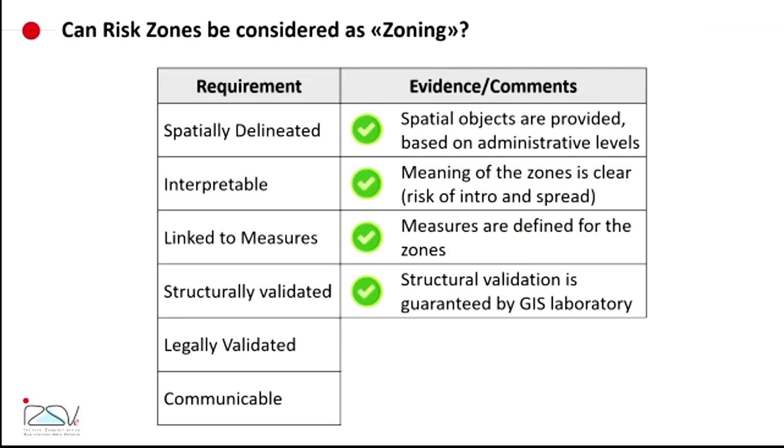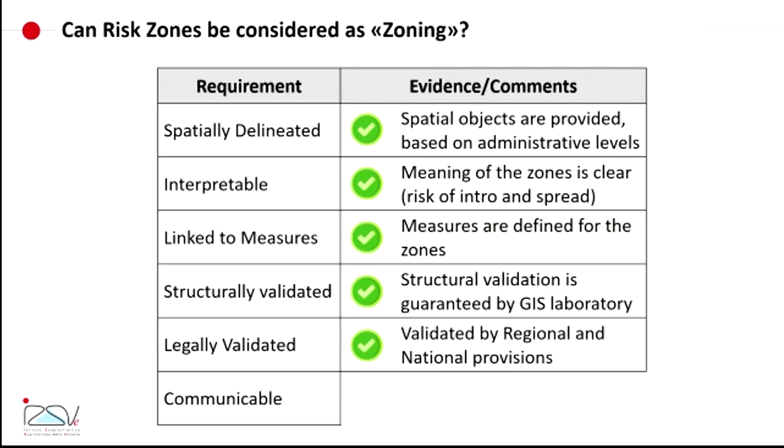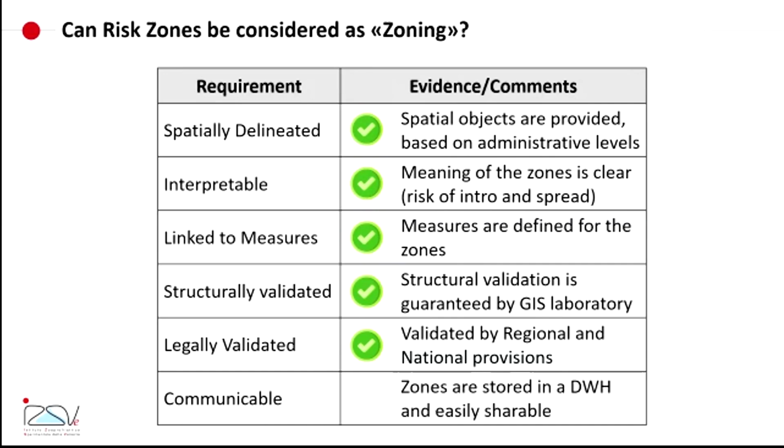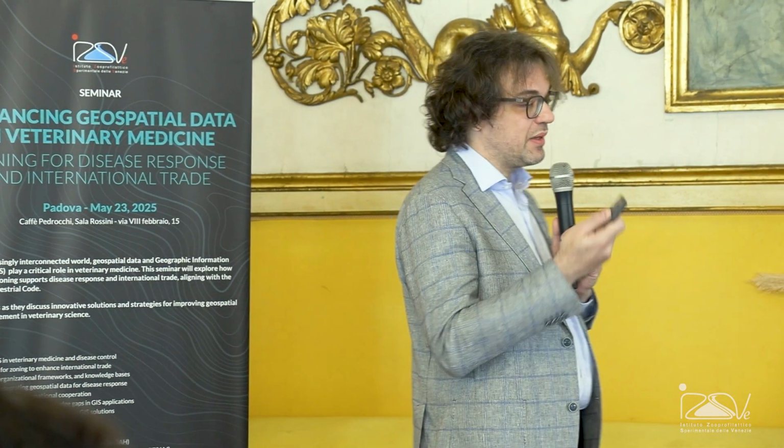So it is validated, kind of, let's say. It is legally validated because we saw the legislation. It is communicable because everything is stored in files or in a system, and then they can be shared quite easily. So it is validated. So good for us. Those are zones that can be actionable, and they can be communicated. So this is a typical example of the flow chart to reaching official zoning.